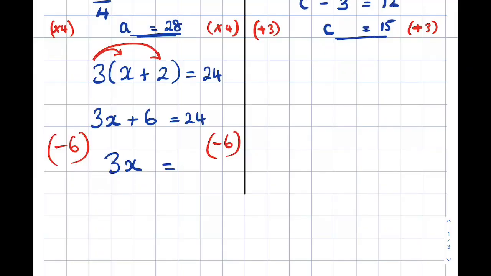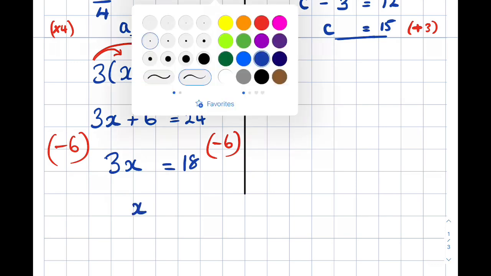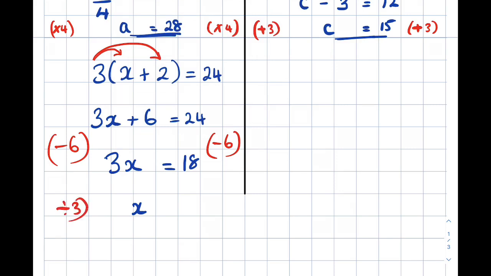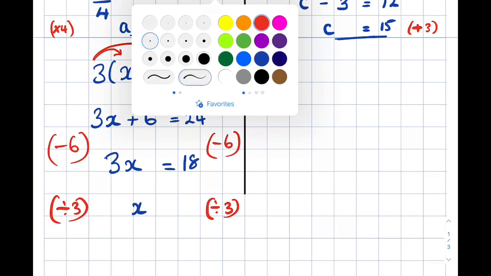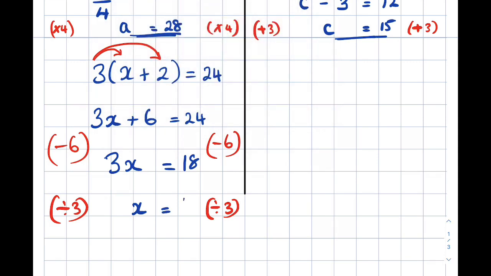Once we've expanded the brackets, on the left hand side you've got 3x plus 6 and we have 24 on the right hand side. We need to get rid of the plus 6 by subtracting 6. So 24 take away 6 gives 18. So if 3x is worth 18, find out what 1x is worth. And the way you can do that is to divide both sides by 3. Okay, and that will leave you with x equals 6.